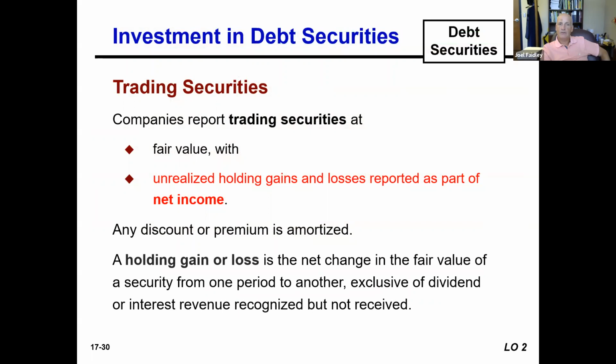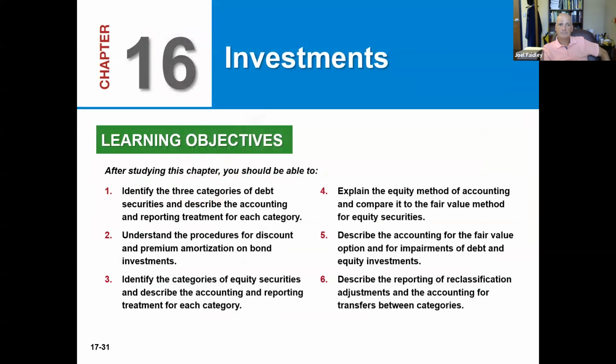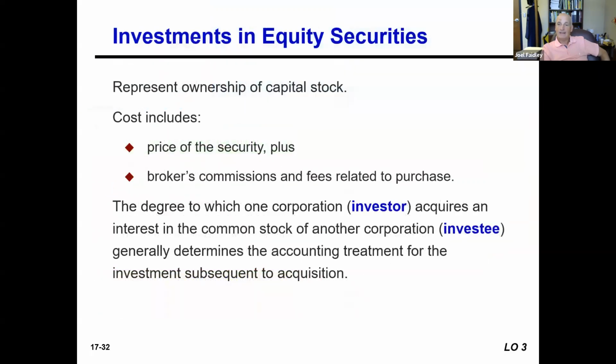All right, trading securities. This isn't any different than what we just looked at in AFS. Net income. Think about it. Trading, it's more liquid. You're going to sell it like a day trader. So that's why there's only one slide. It's the same as AFS. All right, so that's half of the chapter.